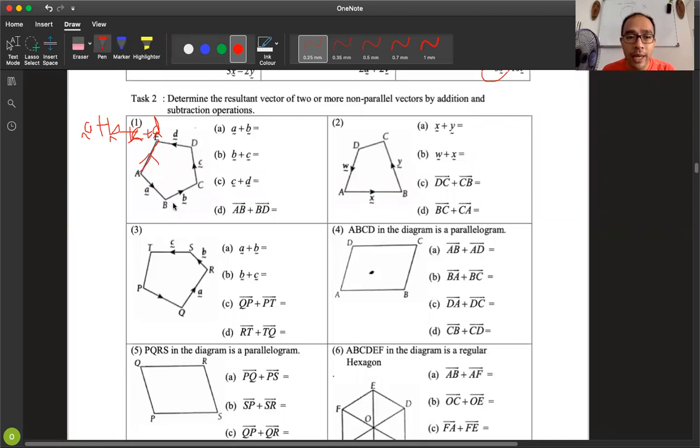Okay, vector A plus vector B plus vector C plus vector D is the long way around. The shortcut is just vector AE. A to E. I just want to know where is my starting and where is my ending point. Saya tidak berminat pun dengan yang di antara-antara. That's basically it. The resultant vector is always the starting point and the ending point, provided that all the vectors are joined together and they are in one direction. If I change the direction, then it's a different story. They must be in one flowing direction.